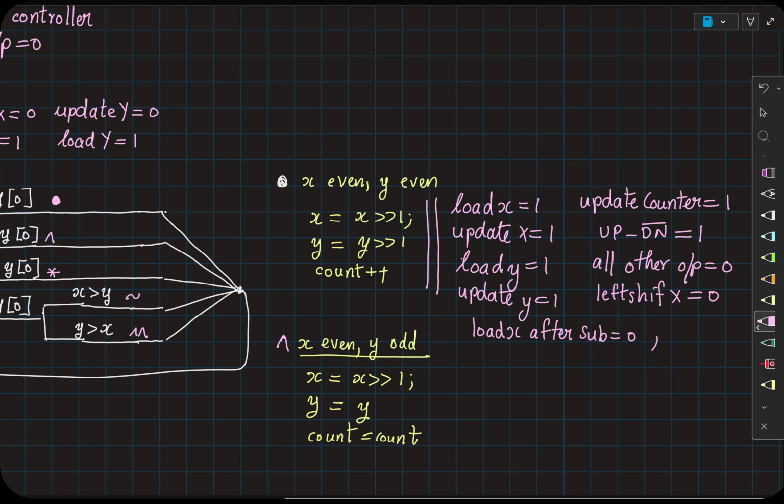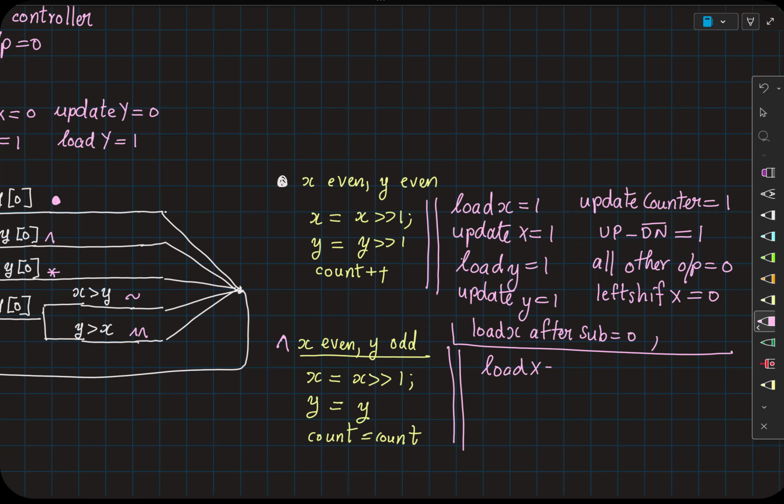So now let us again go through the outputs of the controller. Load X. So load X should be equal to 1. Update X equal to 1. So from the back, what should be load Y? It should be 0. Good. Update Y.